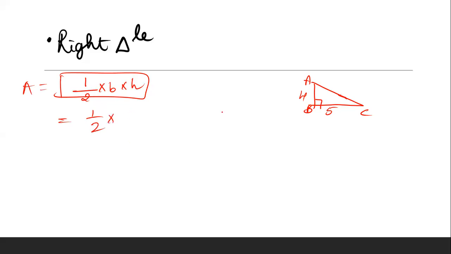Half into base is 5 into height is 4, right? So 2 ones are 2, 2 twos are 4, so 10 centimeter, let's say. Okay, let's say this is centimeter, so this is 10 centimeter square. A very simple example. Okay, so this is all good.